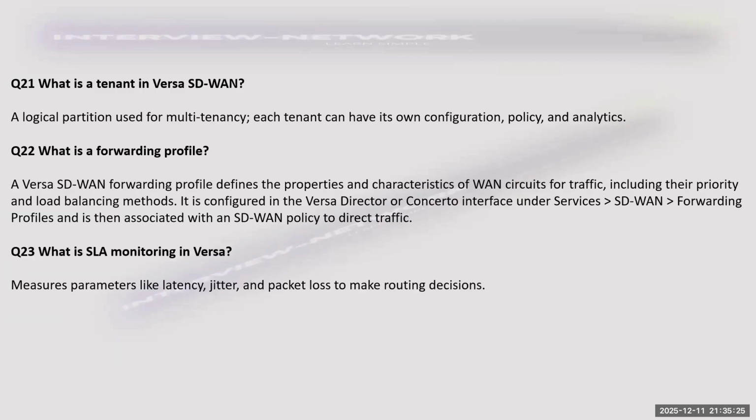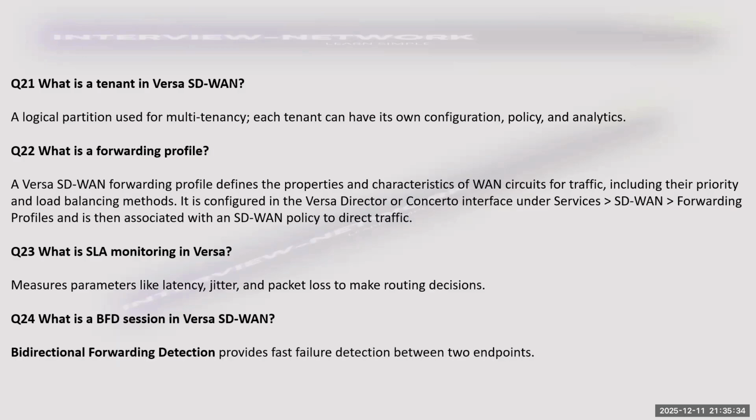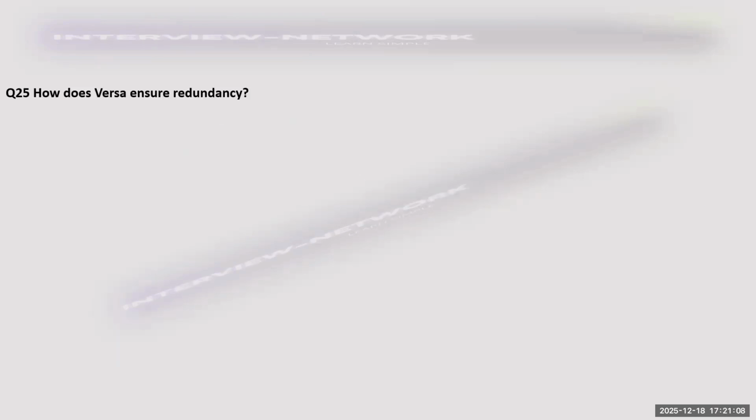What is SLA monitoring in Versa? It measures parameters like latency, jitter, and packet loss to make routing decisions. What is a BFD session in SD-WAN? Bidirectional Forwarding Detection provides fast failure detection between two endpoints. How does Versa ensure redundancy?